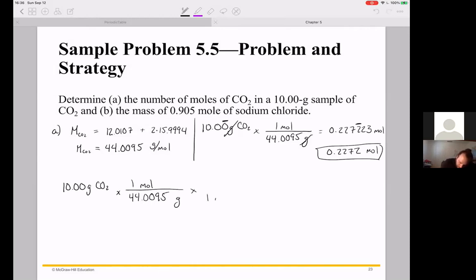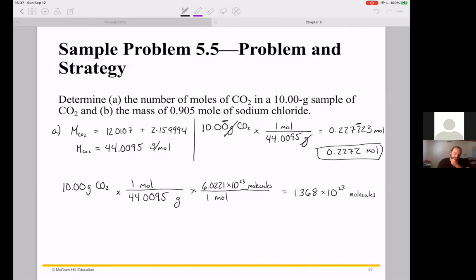And then I'm going to use Avogadro's number to take me from moles to 6.0221 times 10 to the 23rd molecules of CO2. Okay, so if I punch that into my calculator, I'm going to do all the rounding and everything like that all in one shot to move along a little bit quicker. I would get 1.368 times 10 to the 23rd molecules of CO2.